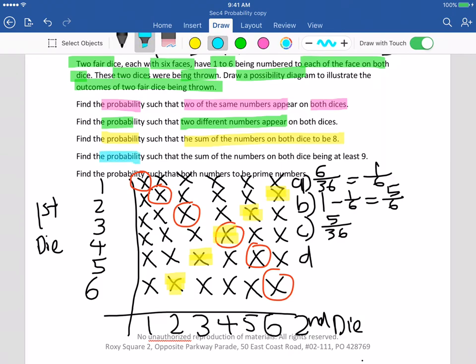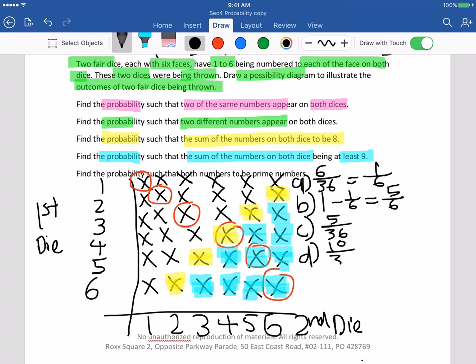Part D. Find the probability that the sum of the numbers on both dice must be at least 9. At least 9 means 9 and above: 9, 10, 11, 12. The first combination should be this. Next one can be this one as well. It can be this, it can be this. It also can be this, this as well, and this. So how many are there? 1, 2, 3, 4, 5, 6, 7, 8, 9, 10. So it becomes 10 over 36, reduced to 5 over 18.